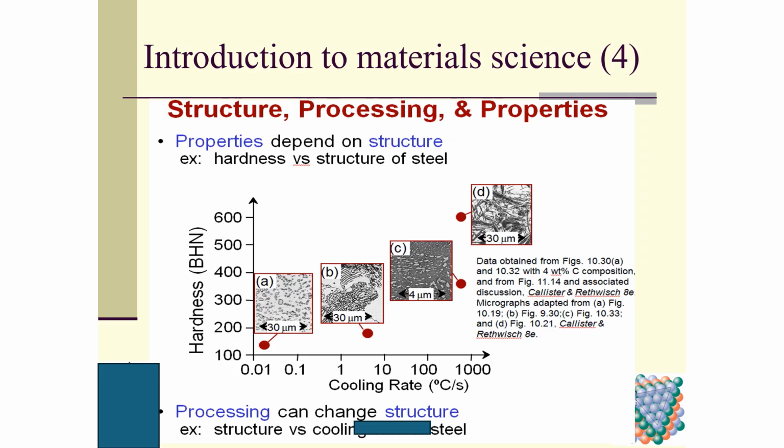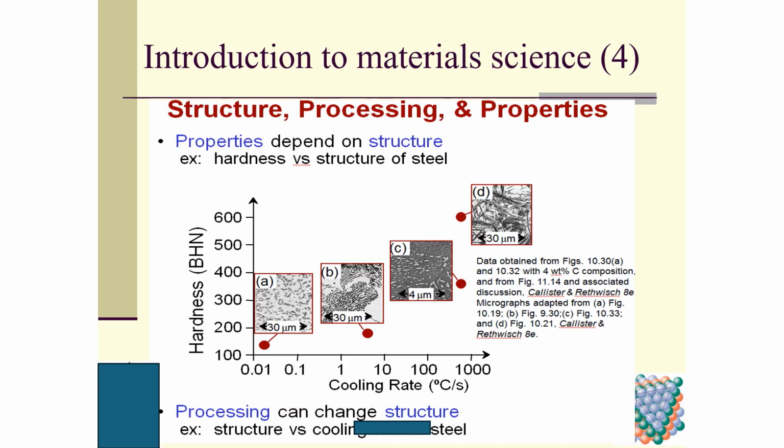Now we talk about the structure, processing, and properties. The properties depend on the structure. For example, hardness versus the structure of the steel. So here, look at this picture. Here is the hardness, we use BHN, the Brinell hardness. This is the cooling rate.